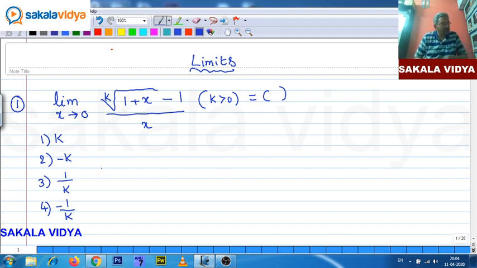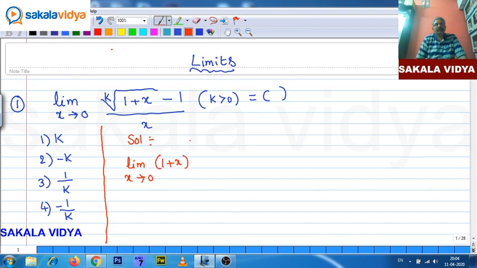Good. Madhurima, 1 by k. So now limit x tends to 0, kth root of 1 plus x minus 1 by x. First of all, solution, let us write like this. Limit x tends to 0, this kth root of 1 plus x we can write 1 plus x whole to the power of 1 by k, minus 1 by x.